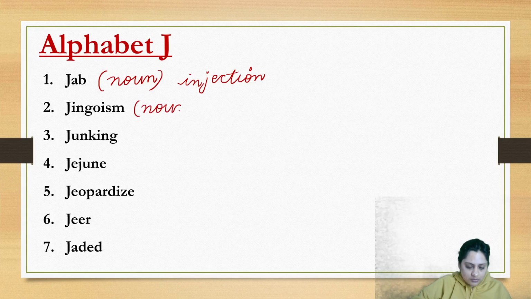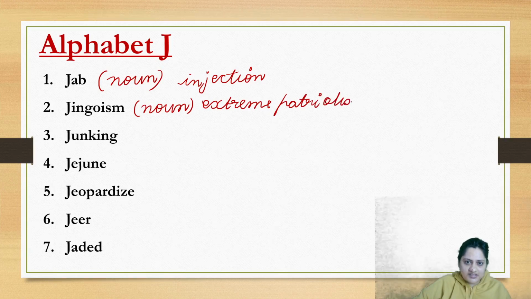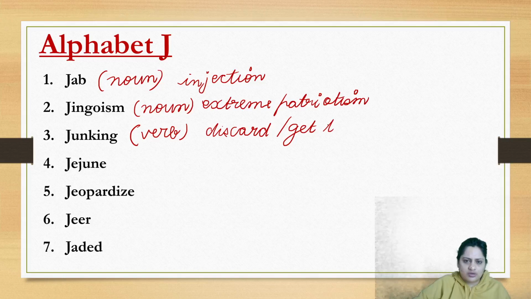Jingoism is also a noun meaning extreme, excessive patriotism. You consider your country to be superior, and you show warlike or aggressive behavior towards others. That is jingoism, extreme patriotism. Junking is a verb. Junk is discard. Get rid of something which you are not using. Throw away something, that is basically junking. Get rid of.